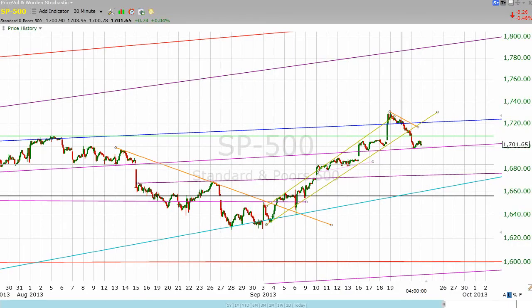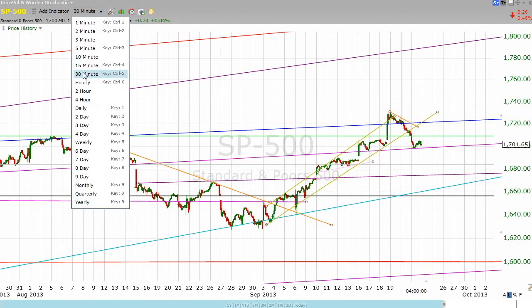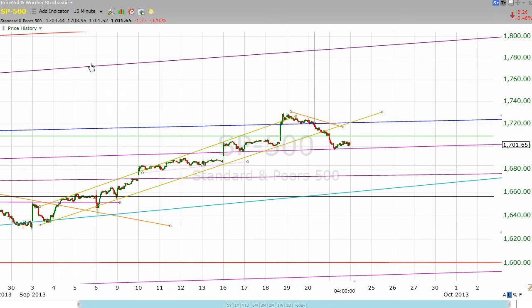So we're starting out with a 30-minute chart, and today we got follow-through selling that took the S&P underneath our rising channel to a technically significant degree. Now, this means one of two things. It means either we are going to reverse here and head back down.